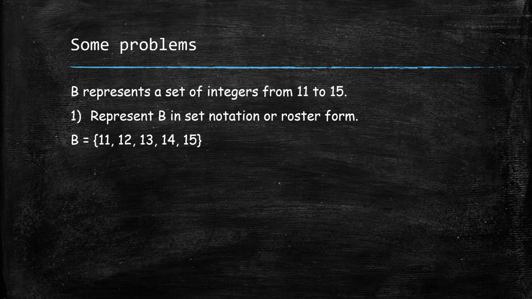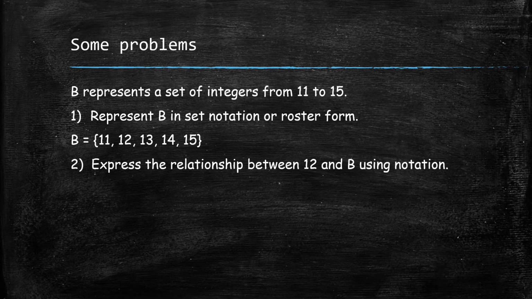Let's go on to another question. Express the relationship between 12 and B using notation. If we look at it, we can see 12 is between 11 and 15, and 12 is a part of set B. As a result, we can see 12 is an element in set B. So if we express it through notation, that would be 12 ∈ B, 12 is a member of set B.